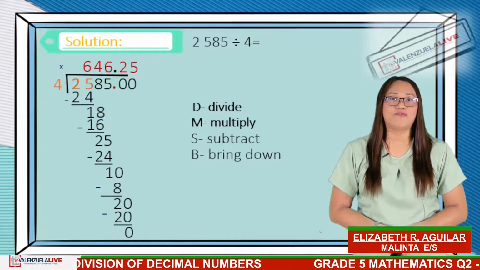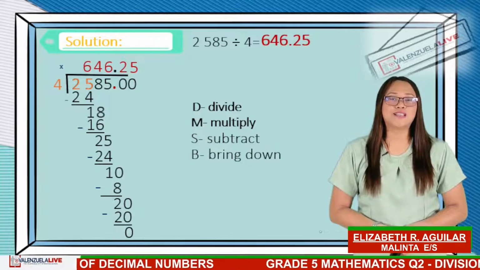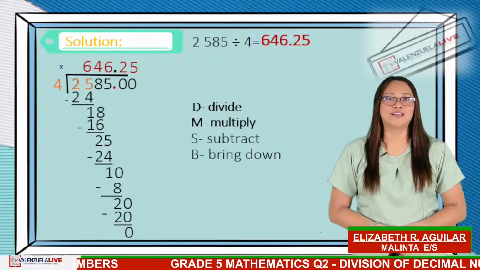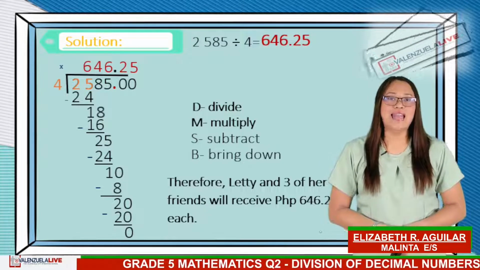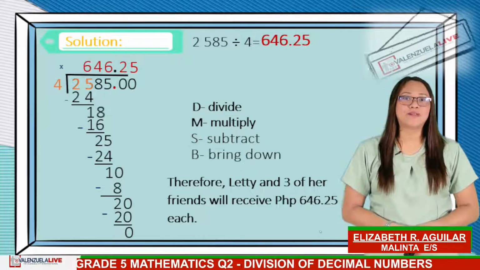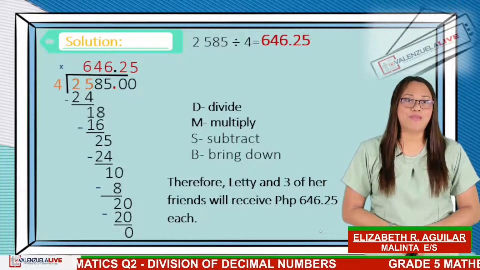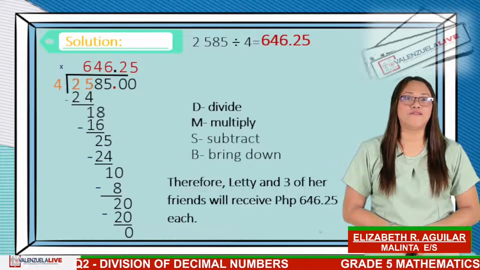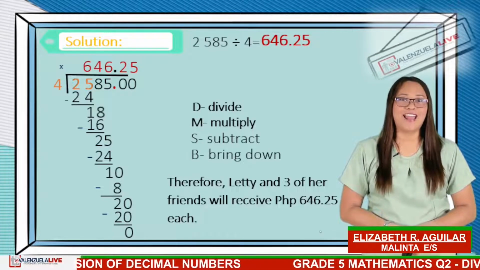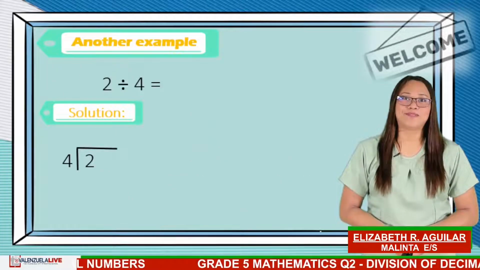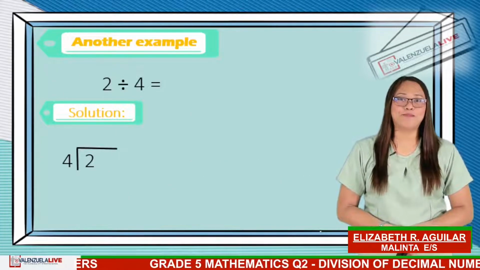So 2,585 divided by 4 is equal to 646 and 25 hundredths. Therefore, Letty and her 3 friends will receive 646 pesos and 25 centavos each. All right, so I hope that you follow with me. Okay, we have here another example.